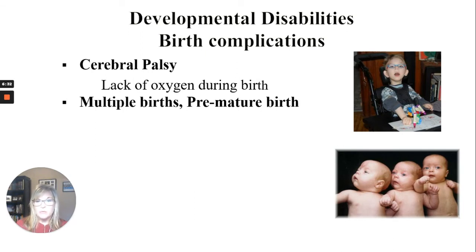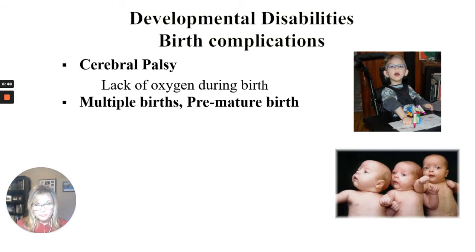Sometimes with people with cerebral palsy, it's just a physical disability. They might walk with a limp or have difficulty using one arm, but cognitively, intellectually, they're perfectly fine. So there's a wide range of disabilities that go along with cerebral palsy as well.